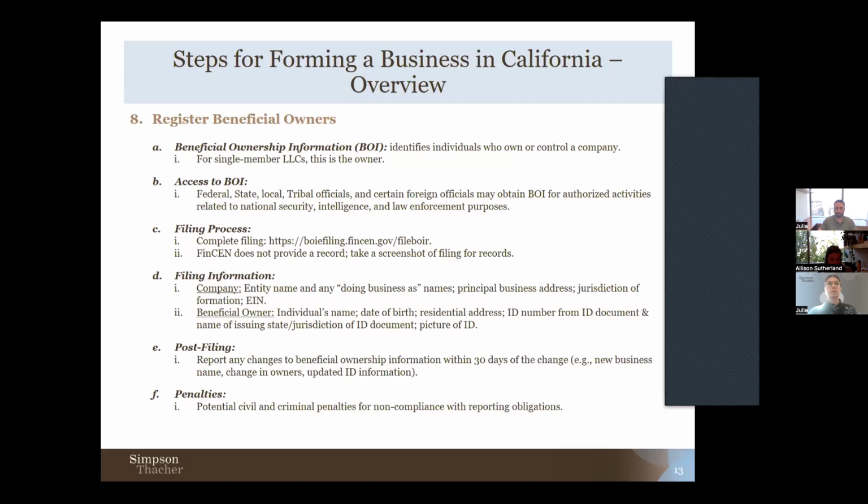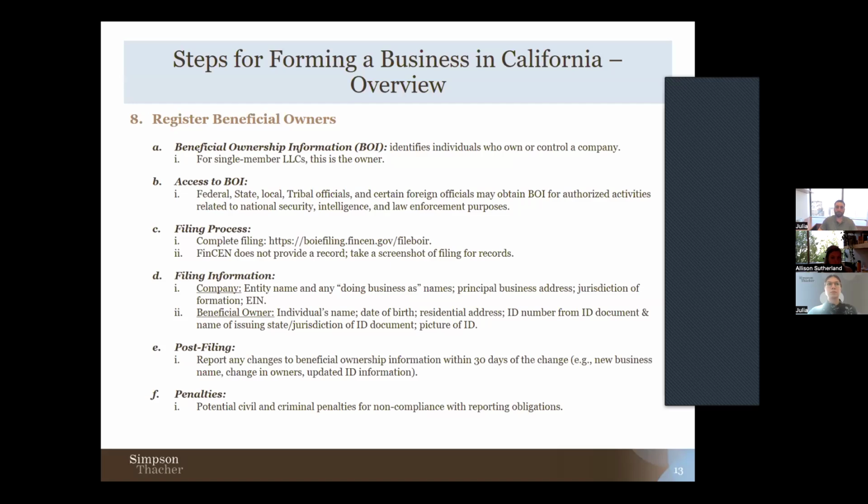And some of the information that you'll have to provide when making that filing is included there, including the information of the beneficial owner themselves, such as the residential address, their ID numbers, a picture of their ID, and also some of the company's information, such as its name, principal business address, jurisdiction of formation, and EIN.